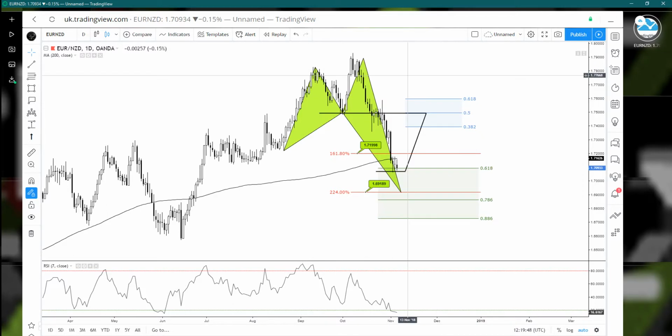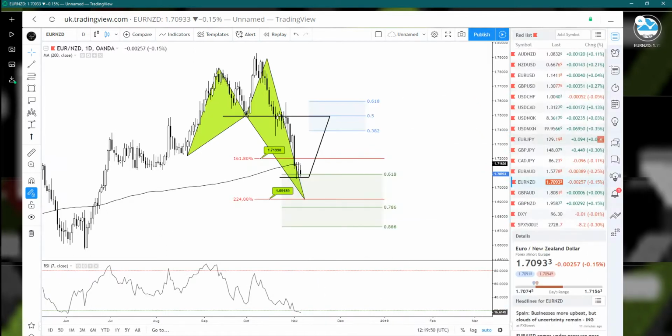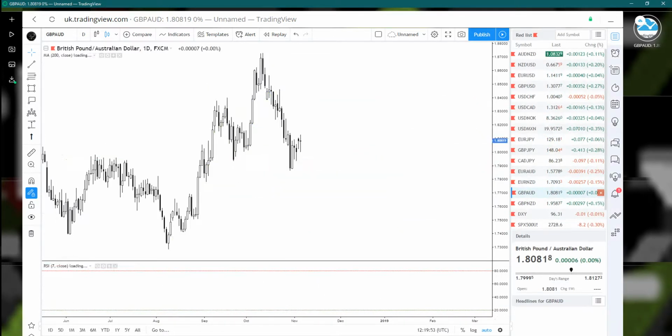Euro versus New Zealand. Pound versus Aussie.